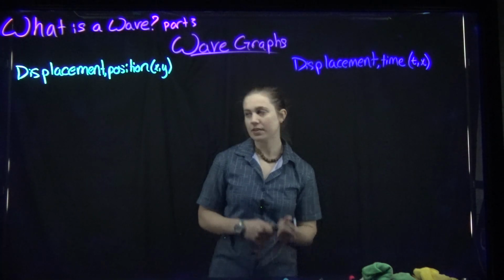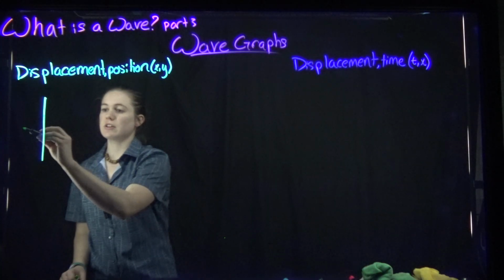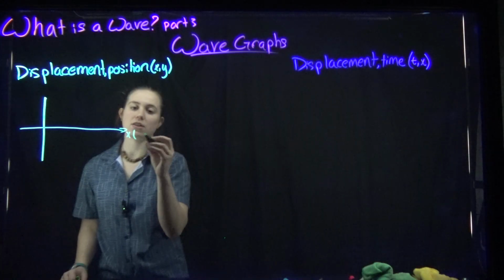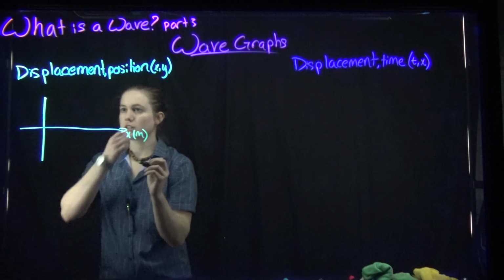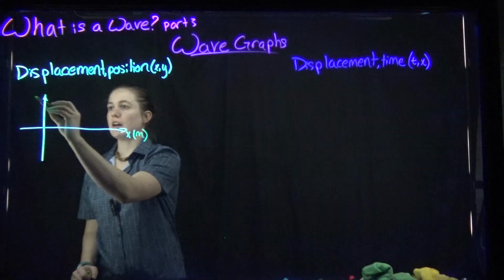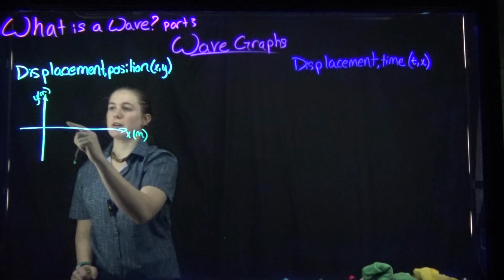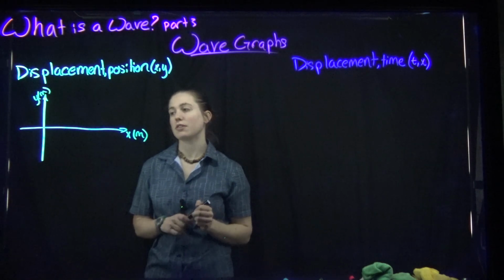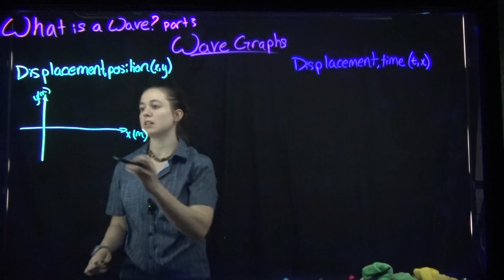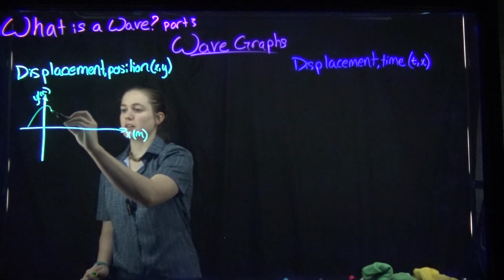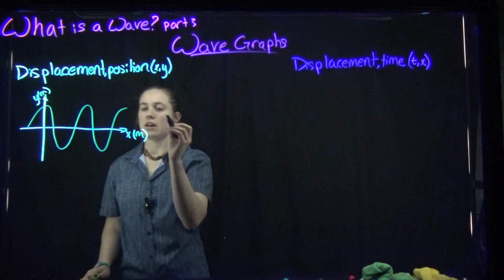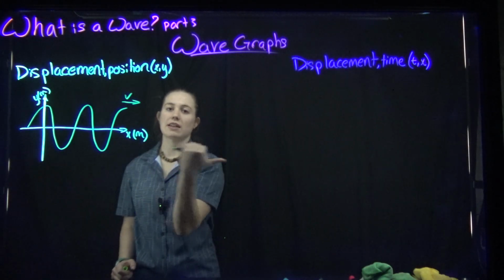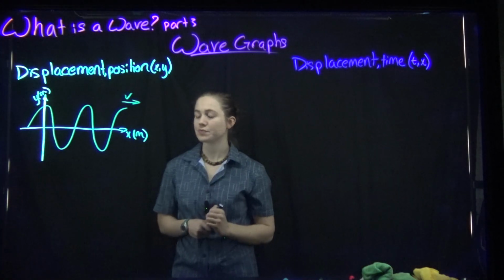So our first graph is going to be on our standard XY axis, where X denotes your displacement and Y is your position. The m's are reminding us that our units are in meters because both of these are distance measurements. And our wave is going to look something like this. You'll often see an arrow with a V saying that it's moving in this direction.